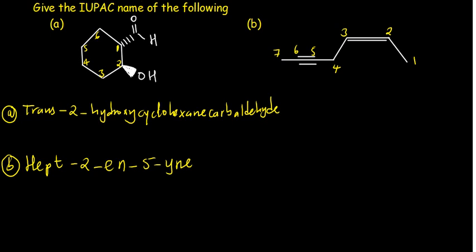I could have also said at position number 2 I've got a double bond, 2-heptene. But it's not the parent name, so I'll remove the E at the end, put a dash, and then put the position of the triple bond, position number 5, and then put yne. So that is it. That is how we get to name these two.